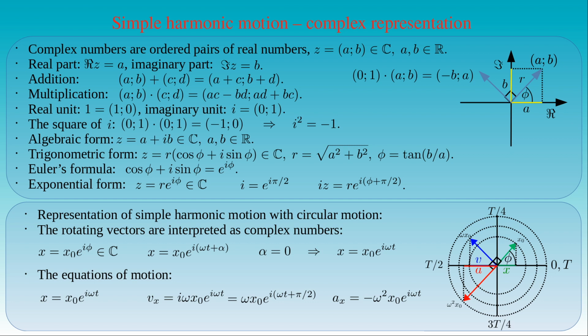If we take the real parts of these equations, we obtain the equations of motion in the time domain for simple harmonic motion. Then the equation of motion of the amplitude of the oscillation is equal to x0 times cosine omega t. The velocity of the oscillating body is given by omega times x0 times sine omega t, and the acceleration can be written as minus omega squared times x0 times cosine omega t.